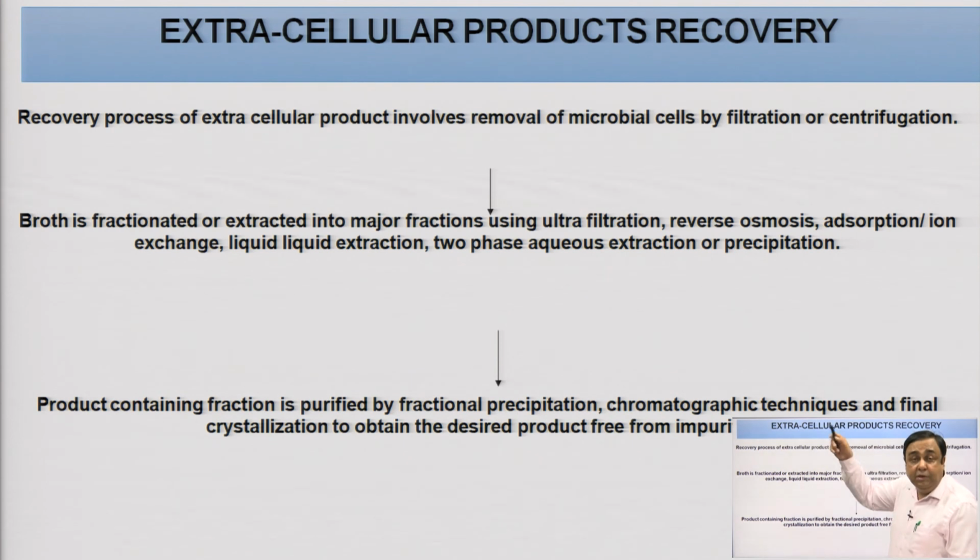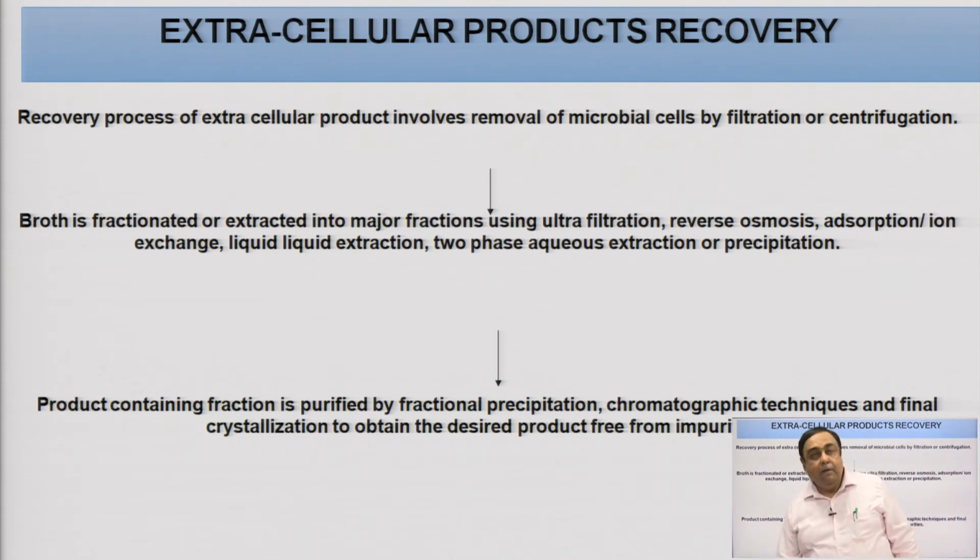See, extracellular means the enzyme is there in the media, in the broth. The broth is fractionated or extracted into major fractions using ultrafiltration, reverse osmosis, adsorption, liquid extraction, two-phase aqueous extraction, precipitation, and finally the product containing fraction is purified by fractional precipitation, chromatographic techniques, and ultimately crystallized to produce the final product. Next, we are moving on.